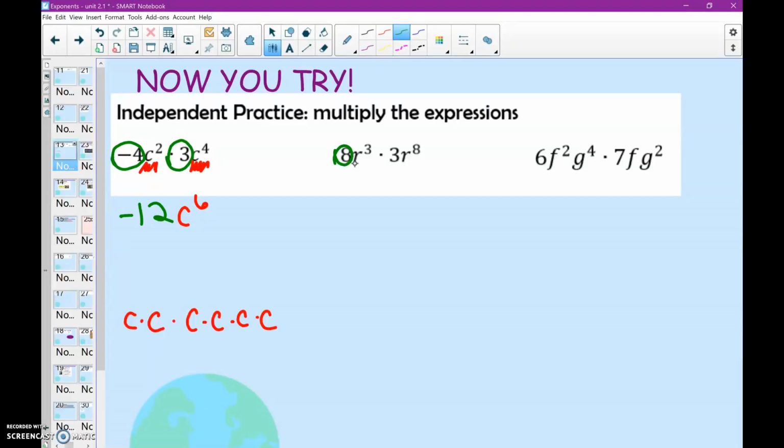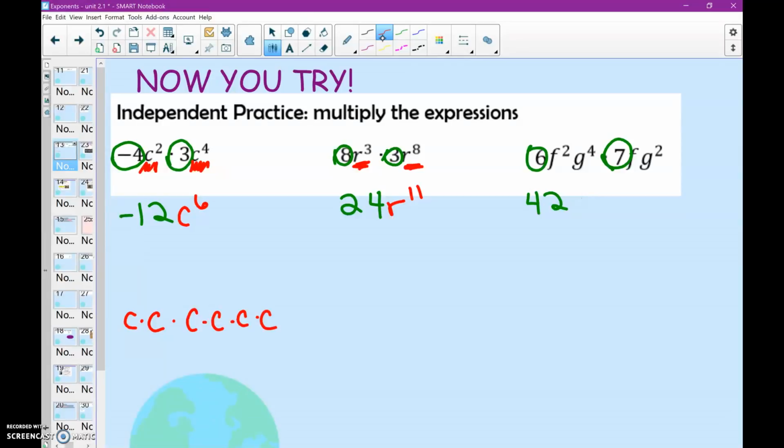With this one, the 8 and the 3 here are coefficients, so those are going to get multiplied just like normal, so that should have been 24. And then you should have added the exponents, so r to the 3rd, r to the 8th, together makes r to the 11th. Last one, you have 6 and 7. Multiplied together, we get 42.